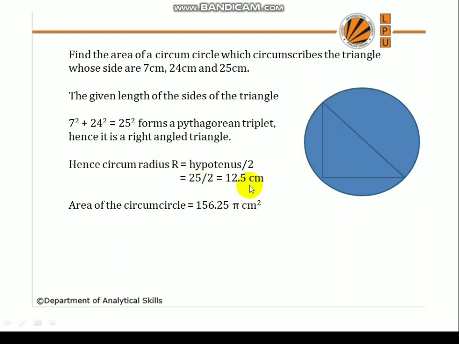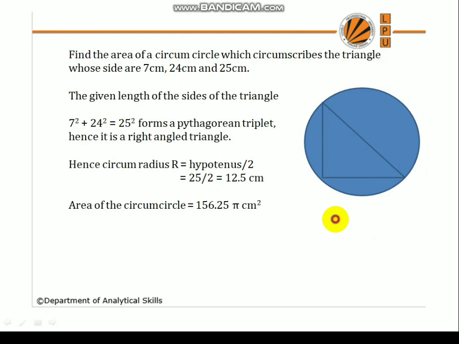If the circumradius is 12.5 centimeter, then the area of the circumcircle is pi r square. That is pi into 12.5 square, which is equal to 156.25 pi centimeter square. If you want, you can use pi as 3.14 or 22 by 7, but I complete the answer with pi here. So the area of the circumcircle is 156.25 pi centimeter square. What is the important note here? The circumcenter of a right angle triangle is exactly the midpoint of the hypotenuse. As the hypotenuse here is 25 centimeter, the circumradius will be half of 25, 12.5.